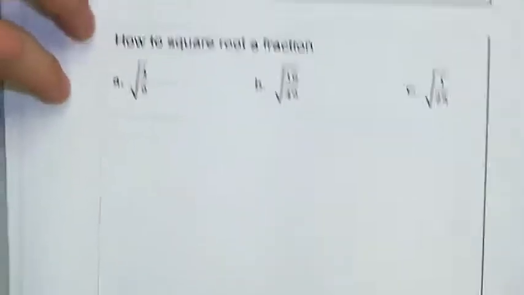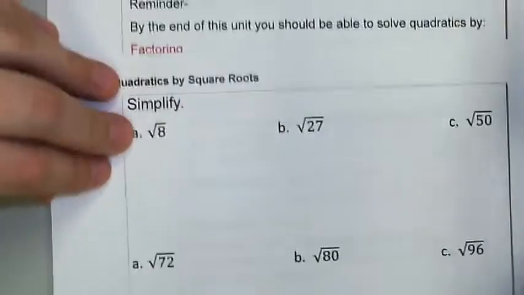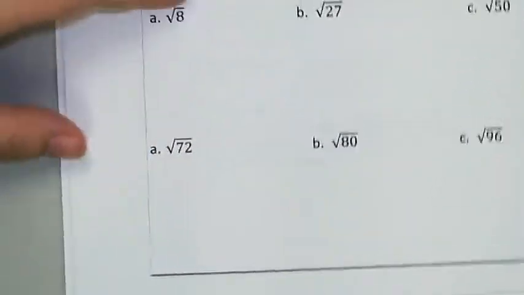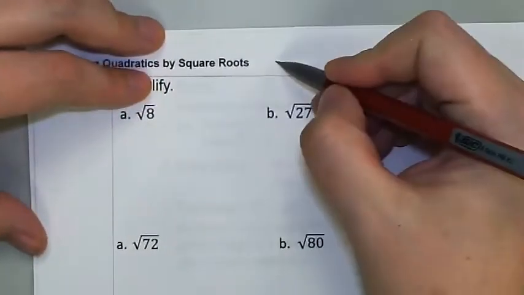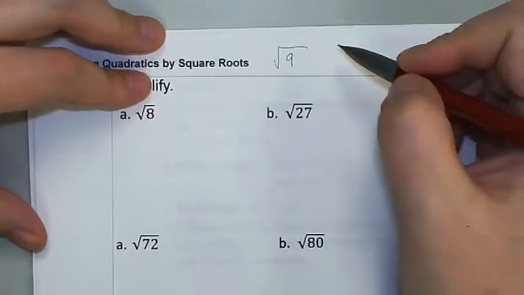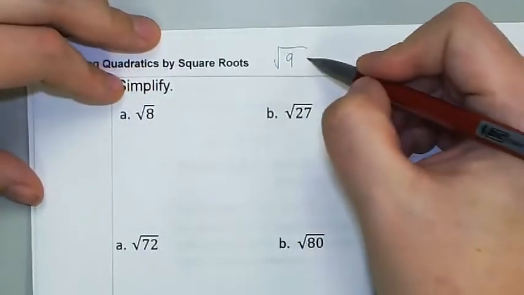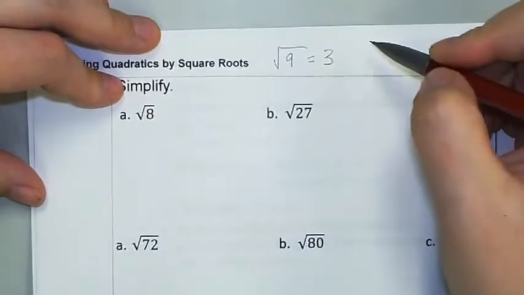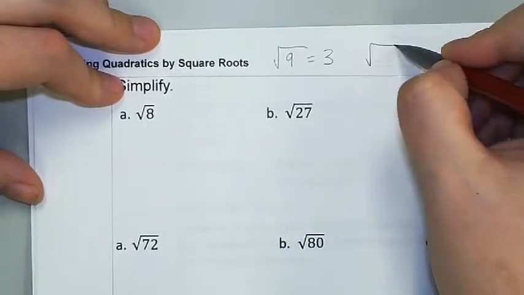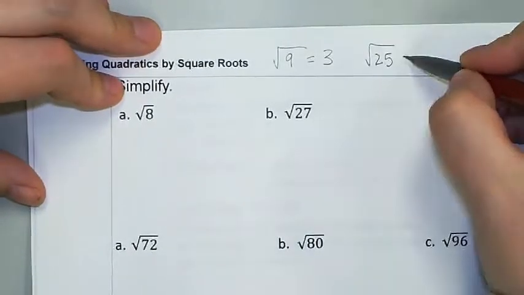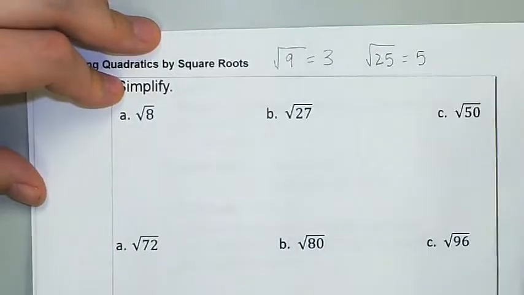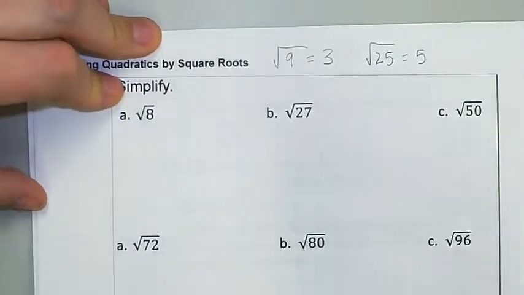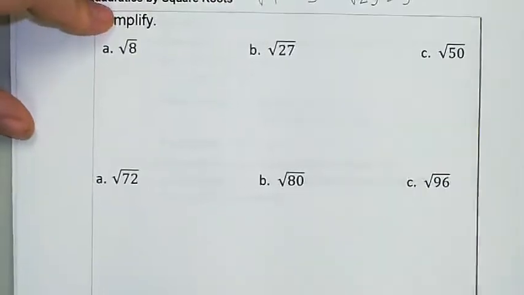All right, so there are square roots that we already know how to take the square root of, hopefully, and those are perfect squares. For example, the square root of 9, that's asking you what times itself gives you 9, so the answer would be 3. Another example is the square root of 25. What times itself gives you 25? That answer is 5.